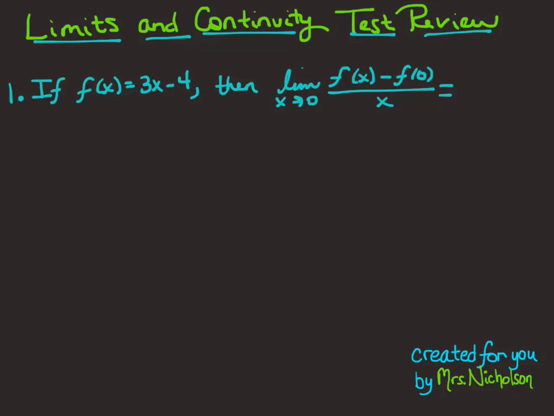Okay, let's talk about our limits and continuity test review. Here in question number 1, it says that f of x is equal to 3x minus 4, and they want us to find the limit as x approaches 0 of f of x minus f of 0 over x.